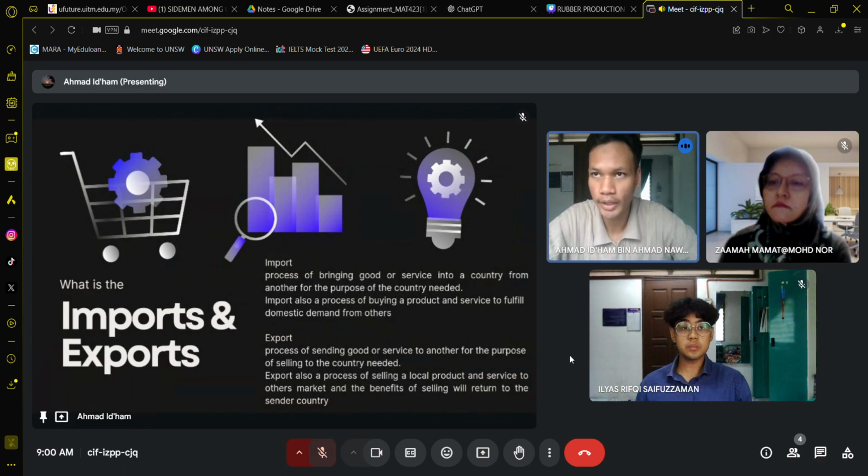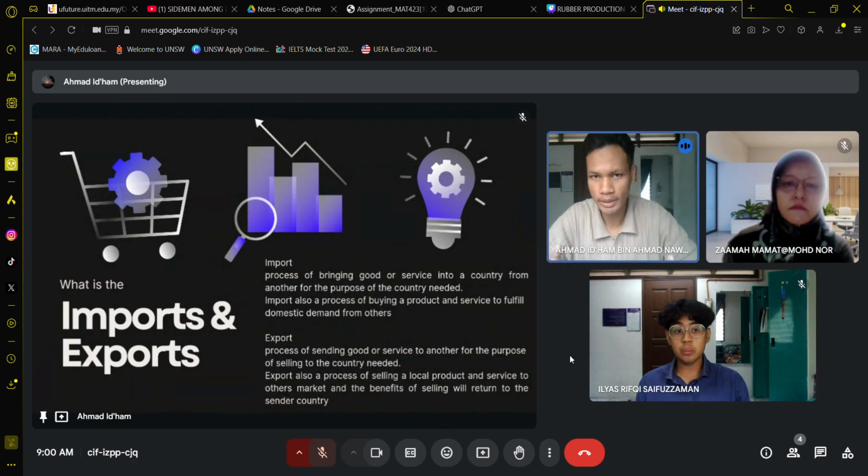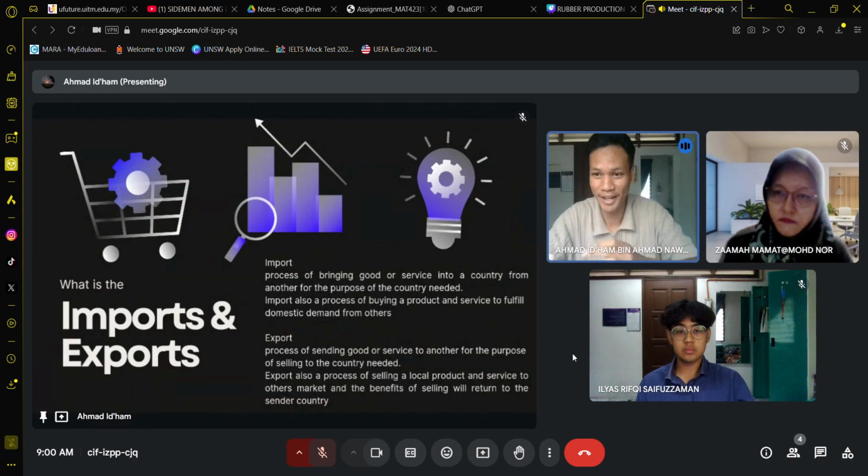For example, we import the rubber in case the country doesn't have the stock of natural rubber. So we will import the rubber, natural rubber or synthetic rubber, from Thailand, Vietnam, and other countries. For the export, we will export some of our product to other countries because they need the product, because they don't have the product.